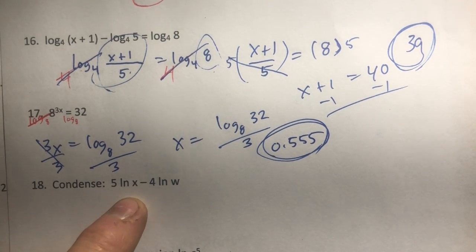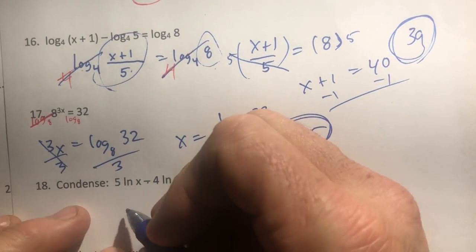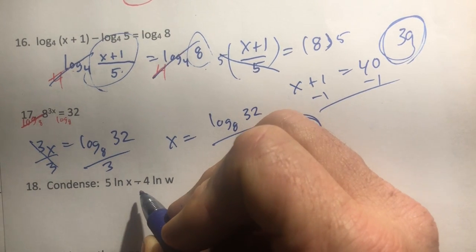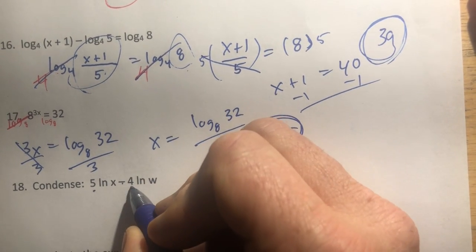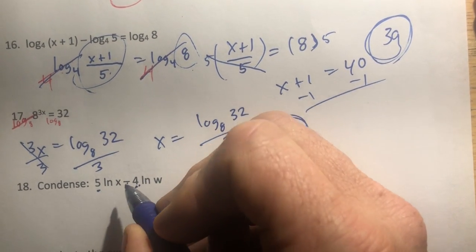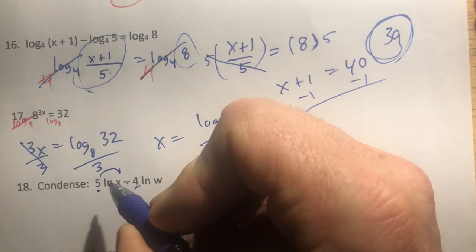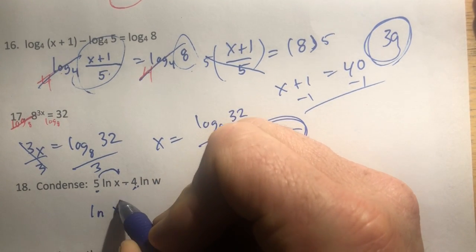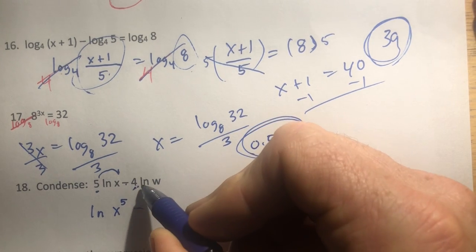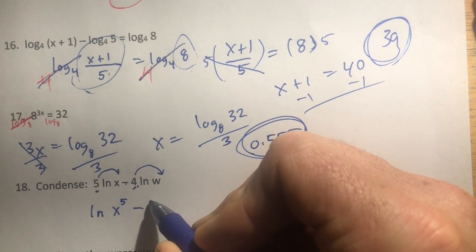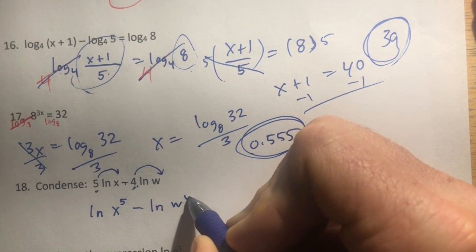All right, this says condense this. See, it's a minus, so that means I'm going to divide. But now I've got multipliers, and I can't condense them when I've got these multipliers. So this 5 is going to come as an exponent here, so it's going to be natural log of x to the 5 power. And this 4 will come as an exponent there, so it's going to be natural log of w to the 4 power.